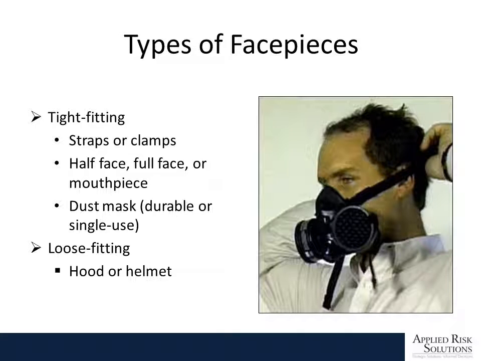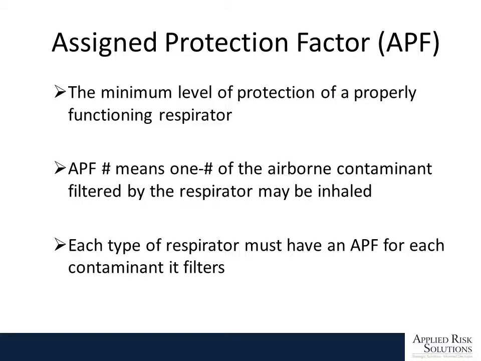Different types of respirators. They're usually tight-fitting, ones with straps, clamps, half face, full face, mouthpiece. You also have just the dust mask, which are sometimes more durable and sometimes just for single use. You also have loose fitting, which are like for hoods or helmets. Respirators are assigned a protection factor. It's called the APF. It's the minimum level of protection of a properly functioning respirator. The APF number means the airborne contaminant filtered by the respirator that you may inhale, and each type of respirator must have an APF for the contaminant it filters.